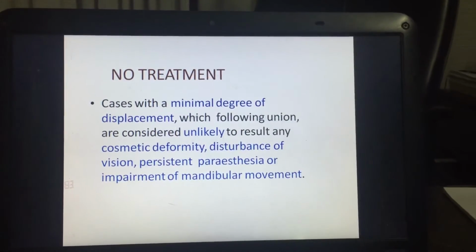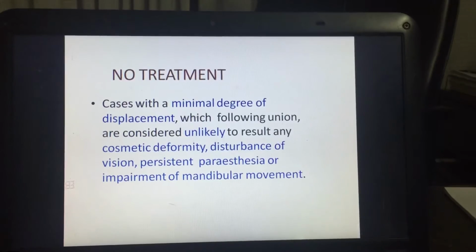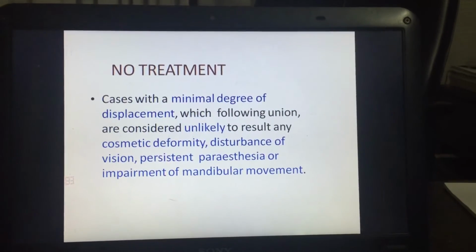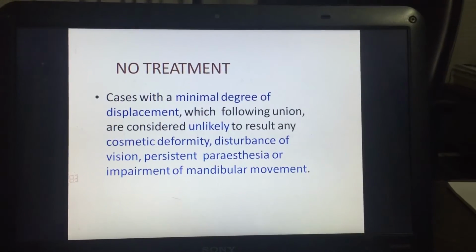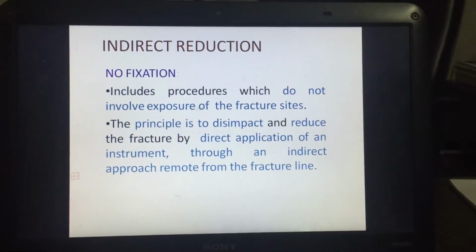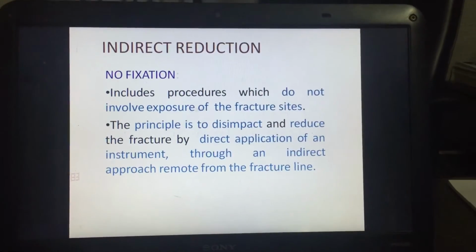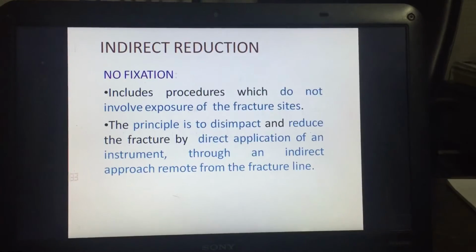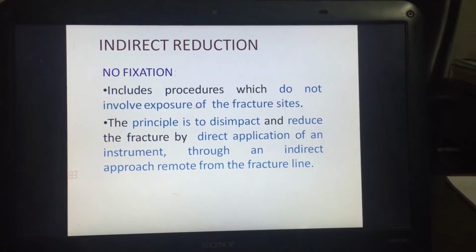In those cases, there can be a follow-up of the patient and no treatment may be required in case of zygomatic complex fractures. When we talk regarding the indirect reduction with no fixation, that means only the reduction is going to bring the bone back into its place and no fixation will be required and the bone will heal normally.